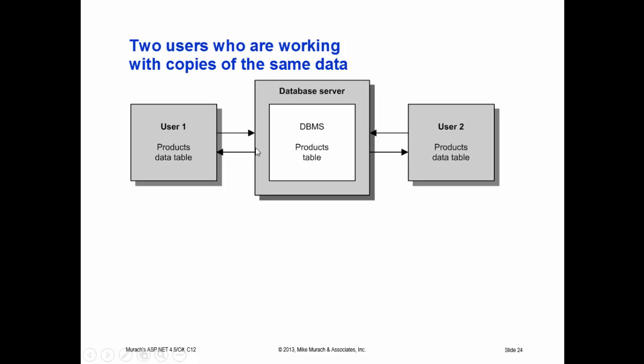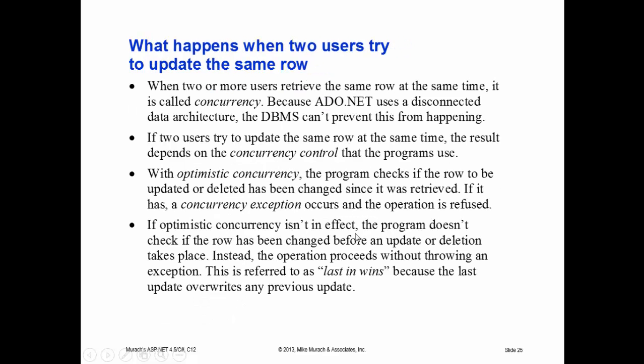If two users are working on the same copy of data, you can have concurrency issues. So you have to deal with that. Whoops. What do? You have to implement something called concurrency control, and there's optimistic concurrency, there's pessimistic concurrency. There's things like checking to see.